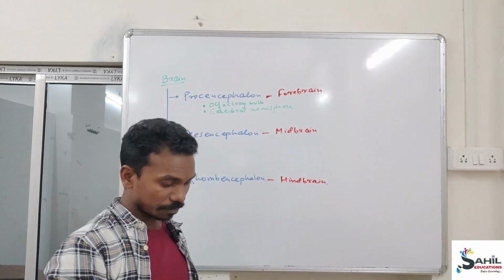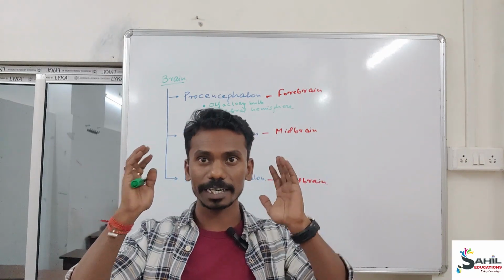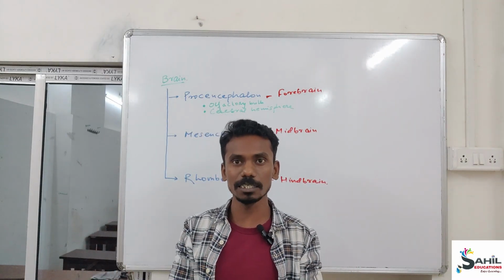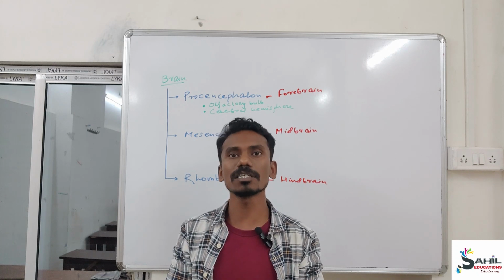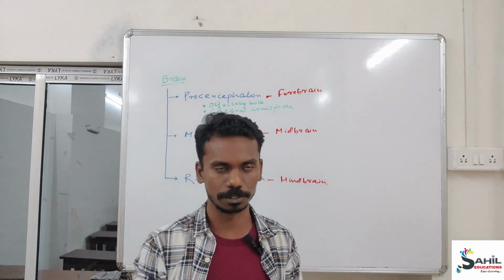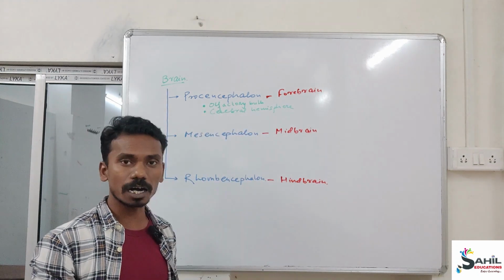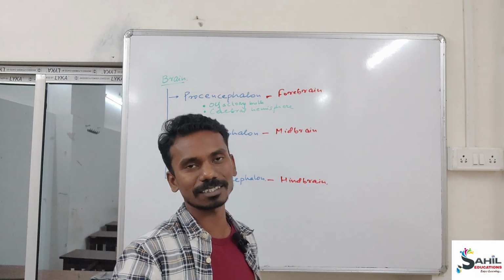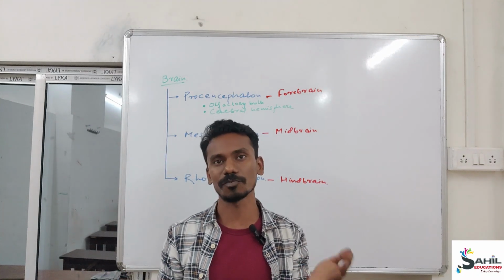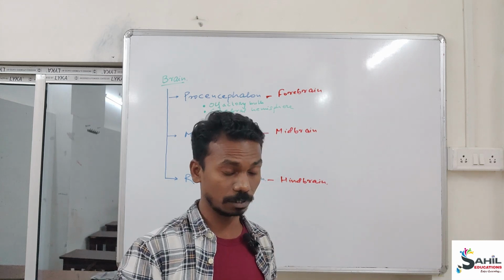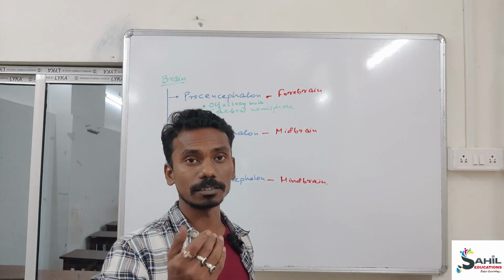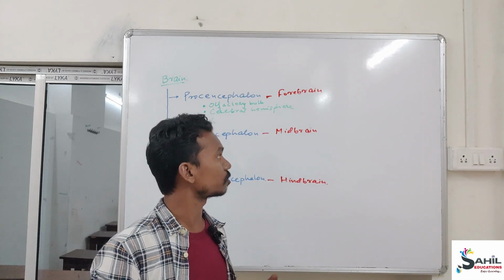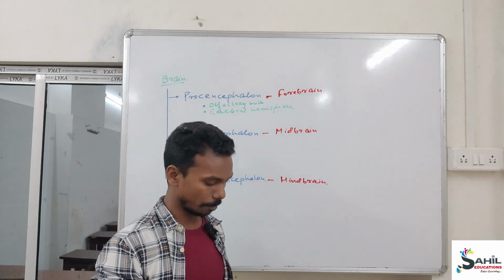So what is cerebral hemisphere? When you open up your cranium, then you can see a complex structure. That structure is actually the cerebral hemisphere. So cerebral hemisphere has two halves, two parts basically. One is the right cerebral hemisphere and another one is the left cerebral hemisphere. Both are connected together with the help of a structure called corpus callosum.